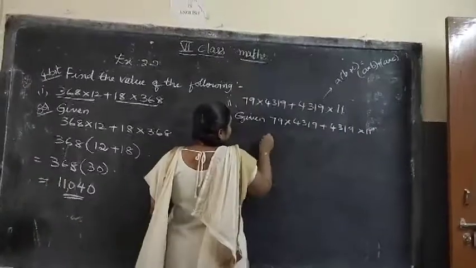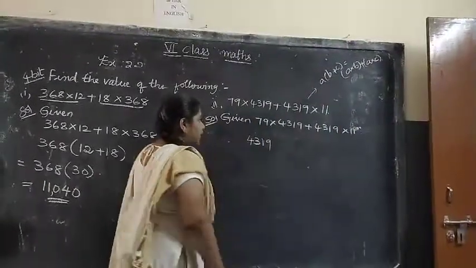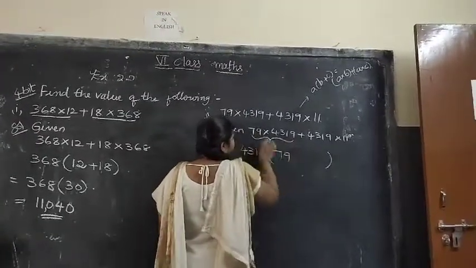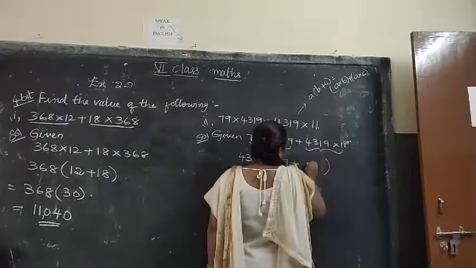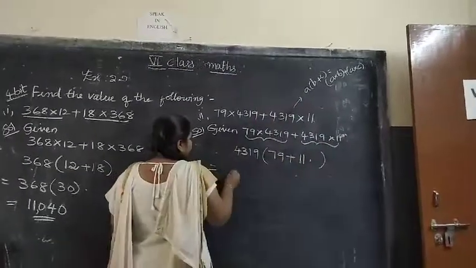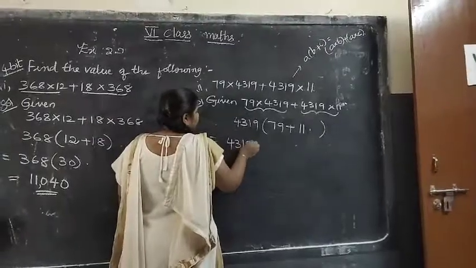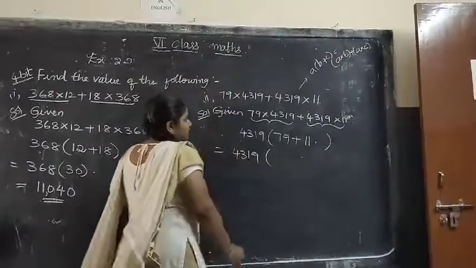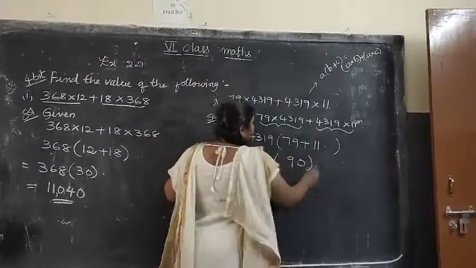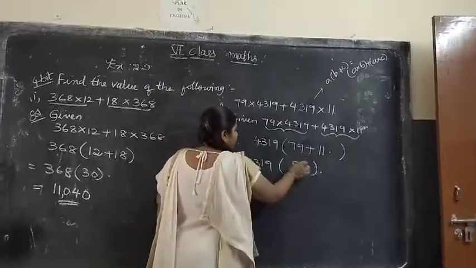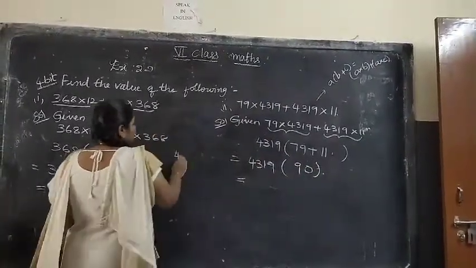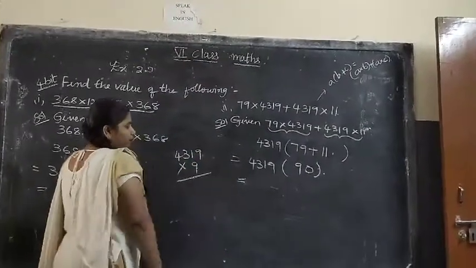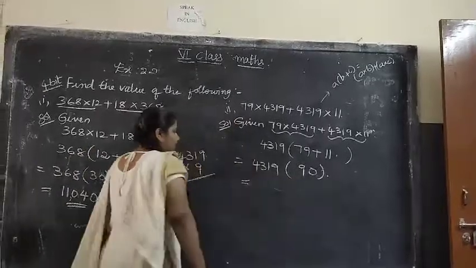Take out common here. What is the common value? 4,319, and the remaining numbers you write in bracket, that is 79 from this number, 79 is remaining, plus from this number 11 is remaining. So 4,319 into 79 plus 11, this will be 90. So multiply these two values, that will be 4,319 into 9. I multiply with 9 because it is 0. For the answer we can keep it as 0 there.